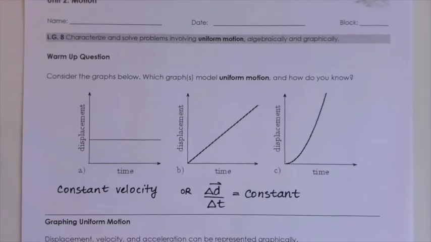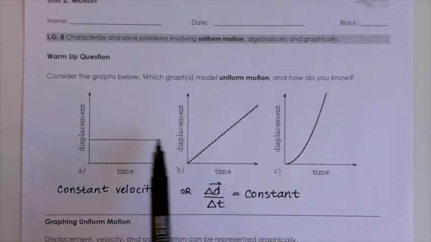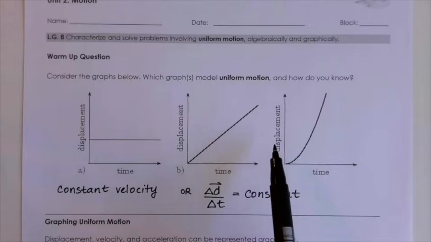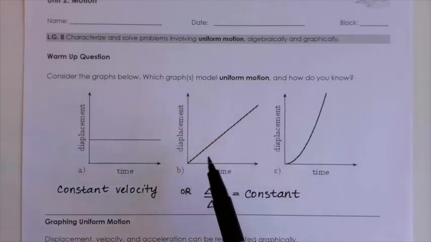So when we're asked which graphs model uniform motion, we're looking for which graph has a constant velocity or a graph where delta d over delta t is constant, which means the displacement changes at a constant rate per unit time. The only graph where the displacement is changing at a constant rate per unit time is graph B.